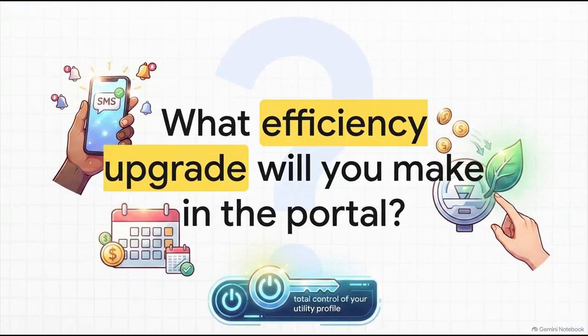Armed with all this knowledge, you are no longer locked out. You are fully ready to take total control of your utility profile today. So, what's the very first thing you're going to do? Are you going to set up SMS alerts, enroll in budget billing, or maybe hunt down some of those sweet energy efficiency rebates? The power is literally in your hands. Keep exploring, stay secure, and thanks so much for joining me on this explainer.